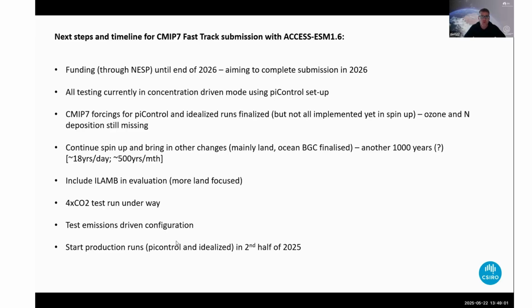iLAMP is also pretty much ready to go now, and we're planning to use it more for the land evaluation in the future. We also have a first test run set up for the 4x CO2 experiment, and I will come back to that in a minute. The idea is that we start with the PI control run and the DEC and idealized simulations in the second half of this year.